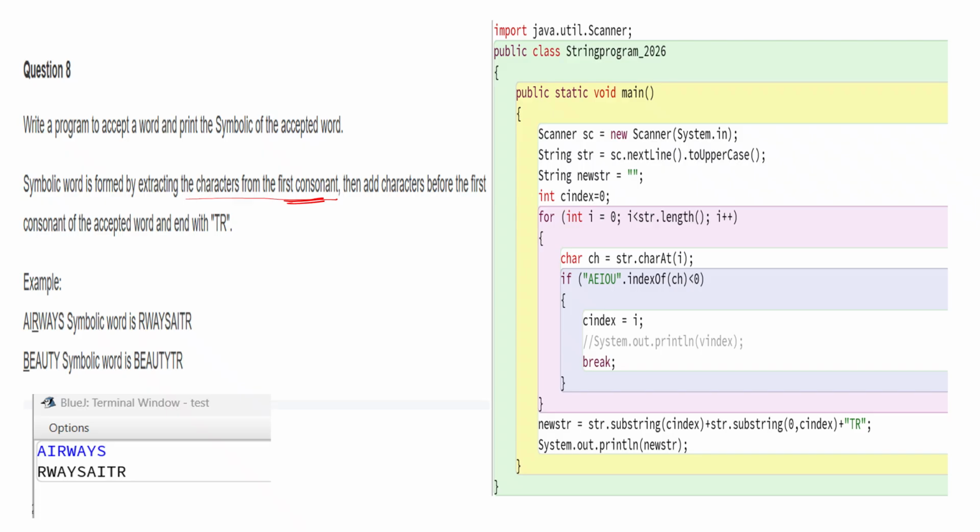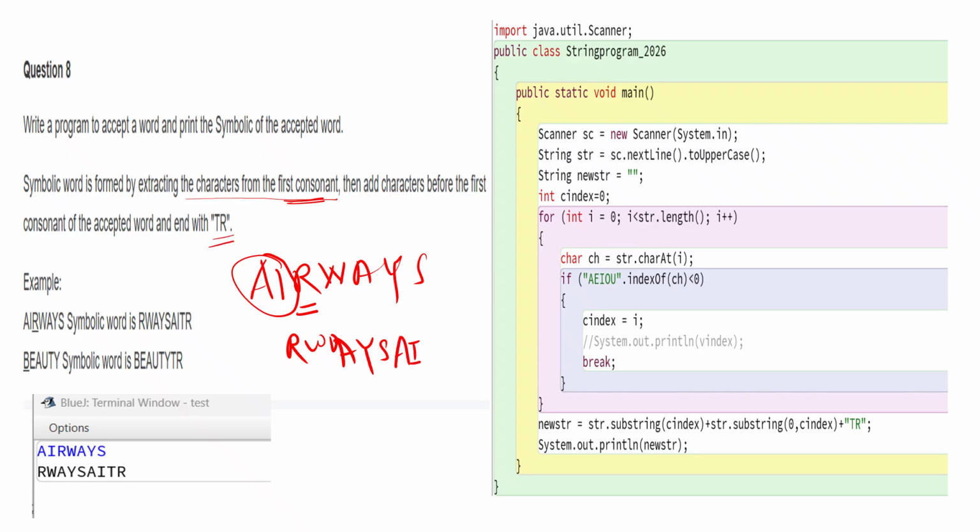First you have to pick the string which starts with a consonant, and then add all the characters before that consonant. For example, the example given is AIRWAYS. Now your first consonant is R, so you will take RWAYS first, and then these two characters before R will come at the end, and at the end you have to add the string that ends with TR, so you have to add this TR.